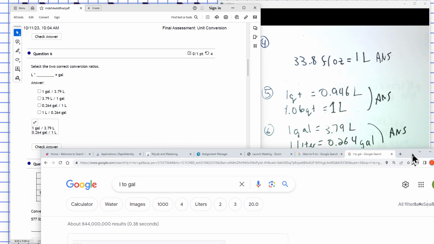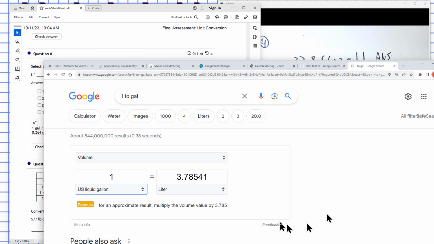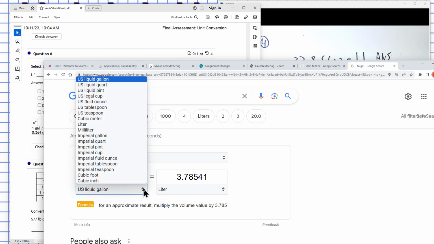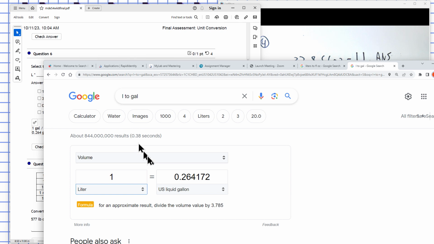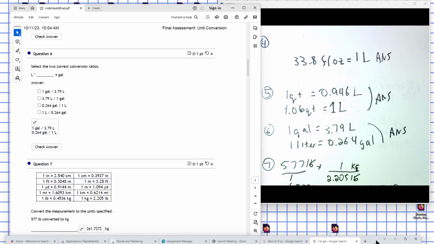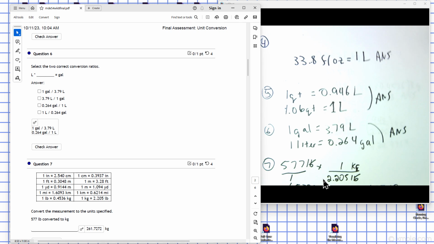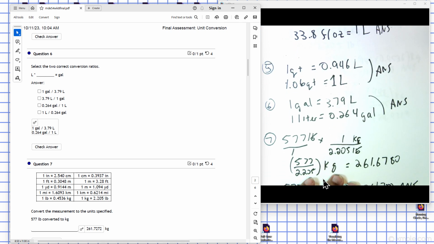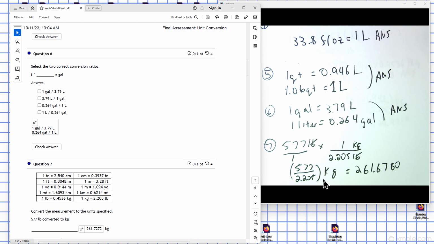All right. And then 1 liter is 0.264 gallons. And there's the other one there. And you select those. And then in question 7, you're doing a conversion. Convert the measurement to the unit specified, 577 pounds converted to kilograms.